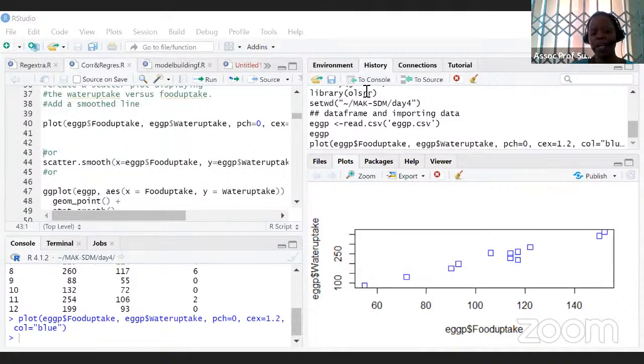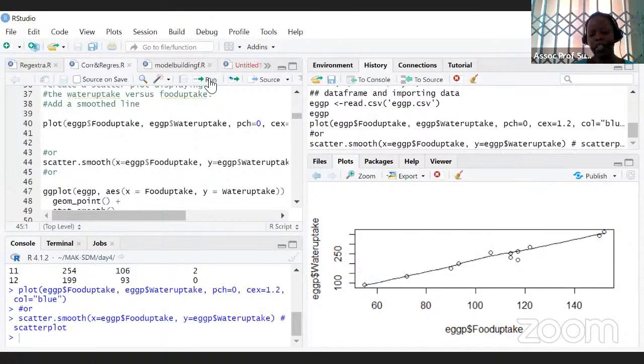Okay, so I'm running the next code of constructing a scatter plot. You can see that the scatter or smooth indicates a line. It superimposes a line onto your data, but still shows us that water uptake is positive and has a strong relationship with the food uptake.